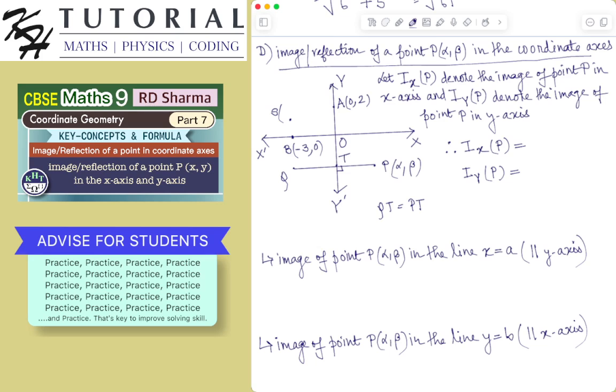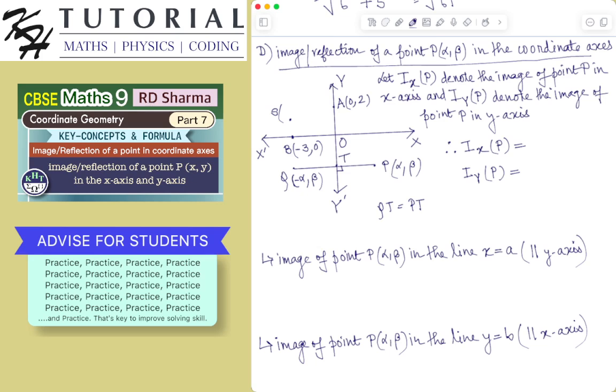So what will be the coordinates of the point Q, which is the image of the point P in the y-axis? Since it is to the left-hand side of the y-axis, along the negative direction of the x-axis, its abscissa will be minus alpha, and the ordinate will be the same as the ordinate of P. So minus alpha comma beta will be the coordinates of the image Q of the point P in the y-axis.